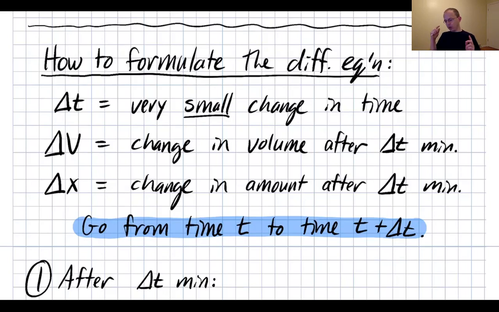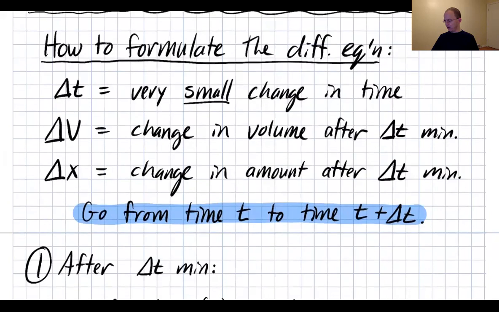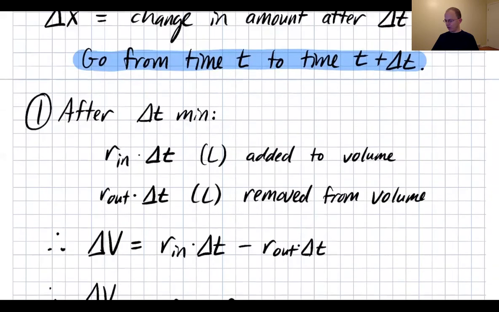And we're interested in two quantities, right? We're interested in V and X. We want to write down equations which tell us, after this amount of time, how much has V changed? So what's the change in the volume after this small amount of time delta t? And also, what is the change in the amount of the solute after a small amount of time? Very useful technique, and you can get a lot of mileage from it. So let's have a look at how we can use it here.